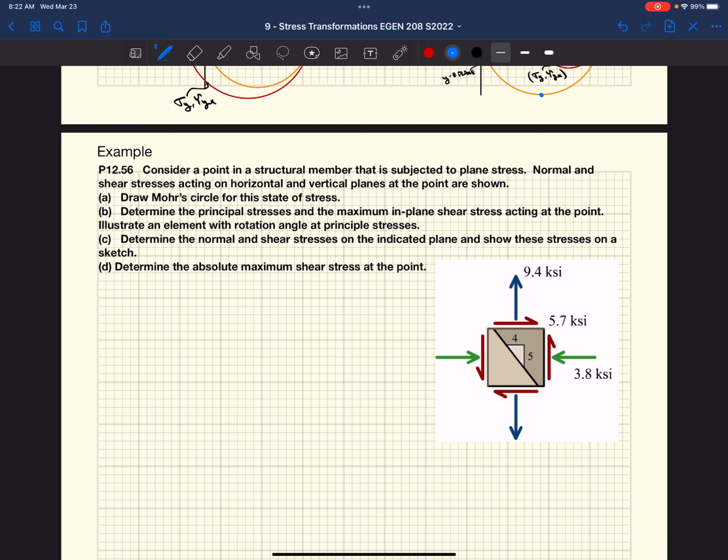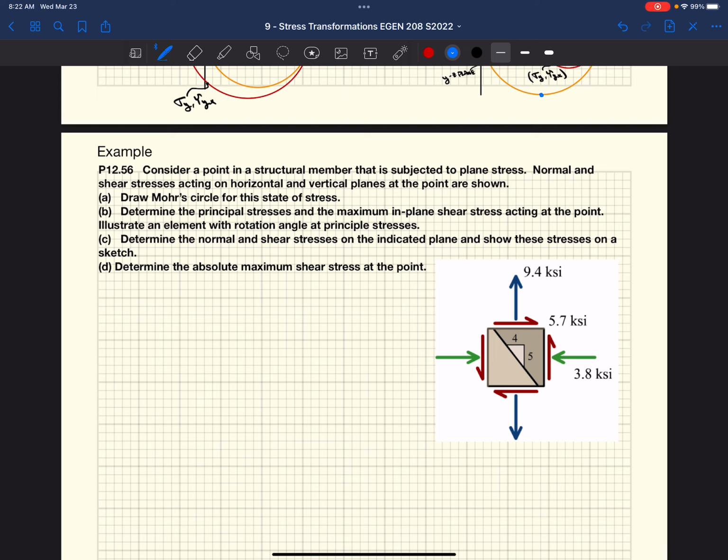They want us to determine the principal stresses, the maximum in-plane shear stress acting at the point, and illustrate that on an element rotated at the angle of the principal stresses. And then they want us to determine the normal and shear stresses on the indicated plane, and show these on a sketch. Indicated plane, right? So they're showing us that we're going to cut this element at a 4, 5 triangle.